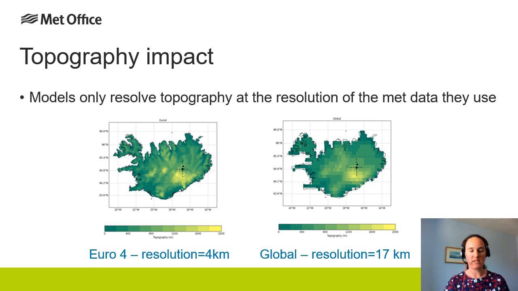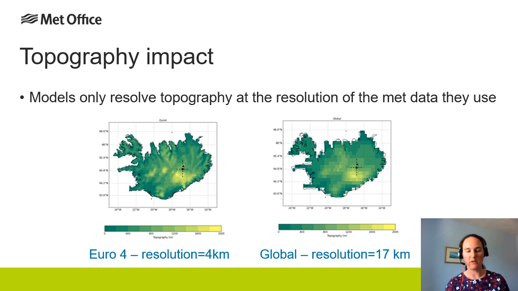So what I've got here is an example from the Euro 4 model and from the global model. On the left-hand side, you can see the topography of Iceland from the Euro 4 model, which had a resolution of 4 kilometers. And on the right-hand side, you can see the topography of Iceland from the global model, which at the time of this slide had a resolution of 17 kilometers. And you can see the differences between the topography.